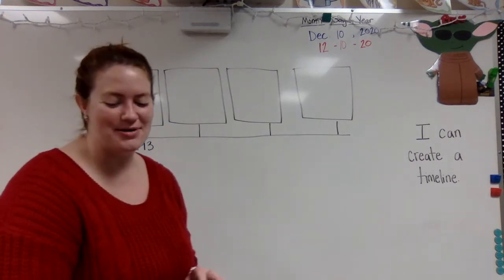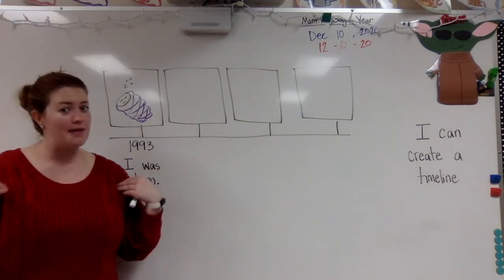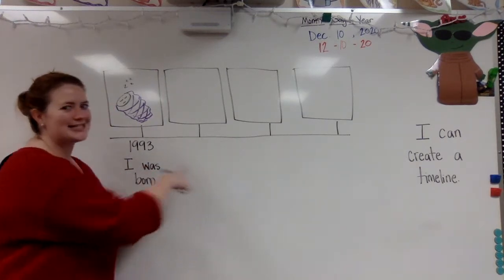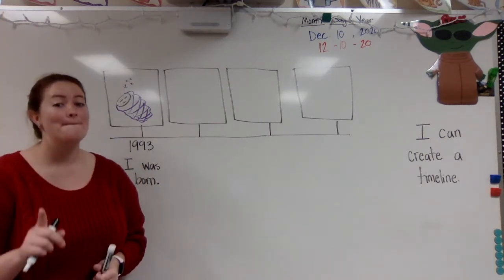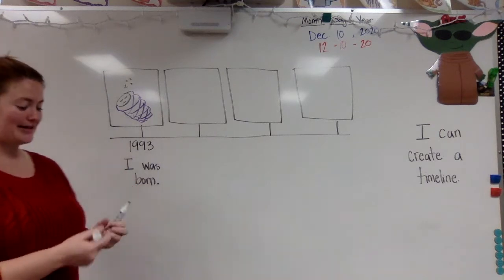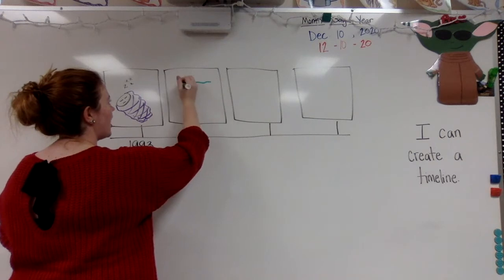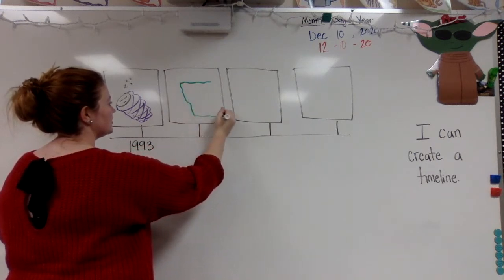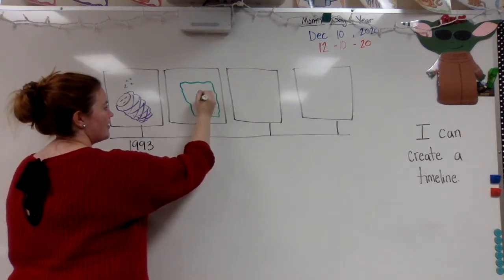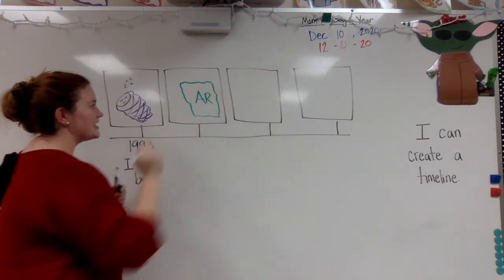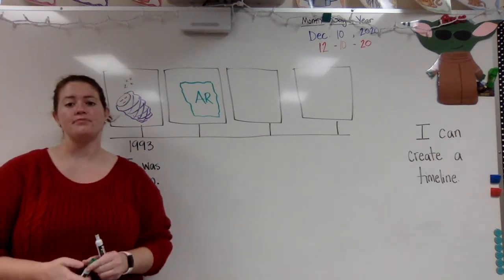Now, the second important event in my life is what happened next. Yeah, I became a teacher, but is that what happened next? No. So I can't put that on my timeline next. But here's what did happen next. I moved to Arkansas. So I'm going to draw Arkansas. Kind of looks like this. And I'm going to put A-R. Just like Texas is T-X, Arkansas is A-R.